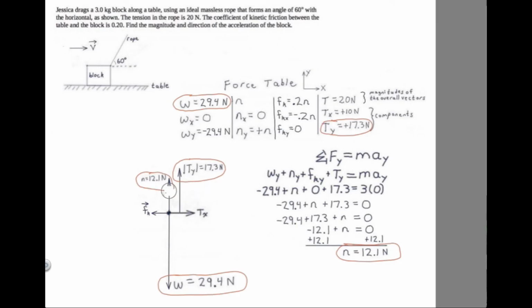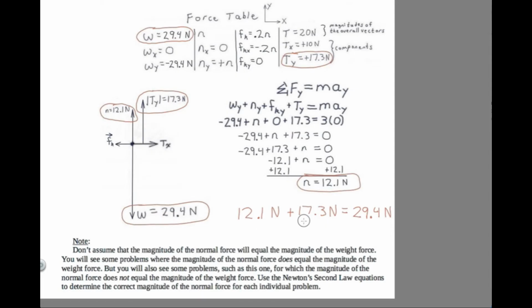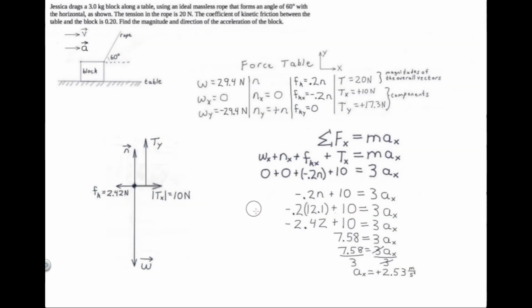So we expect that the magnitude of the normal force plus the magnitude of T sub y must equal the magnitude of the weight force. Well, 12.1 newtons plus 17.3 newtons does indeed equal 29.4 newtons. So yes, our results for the y component do make sense. In this version of the free body diagram, I've drawn the length of the weight force arrow equal to the sum of the lengths of the normal force arrow and the T sub y arrow to reflect the relationship between those three forces. Now let's ask, do our results for the x component make sense?